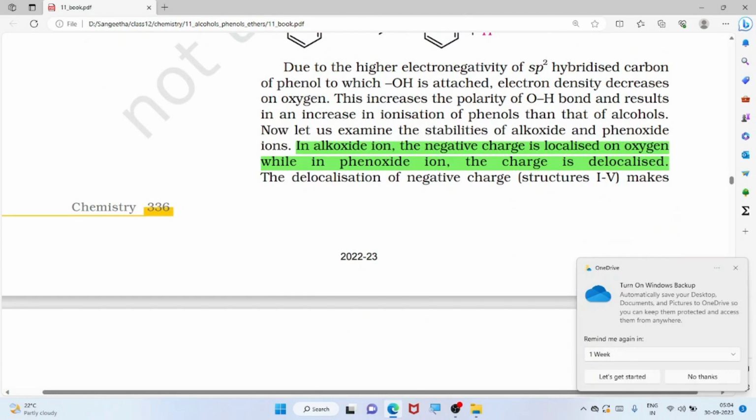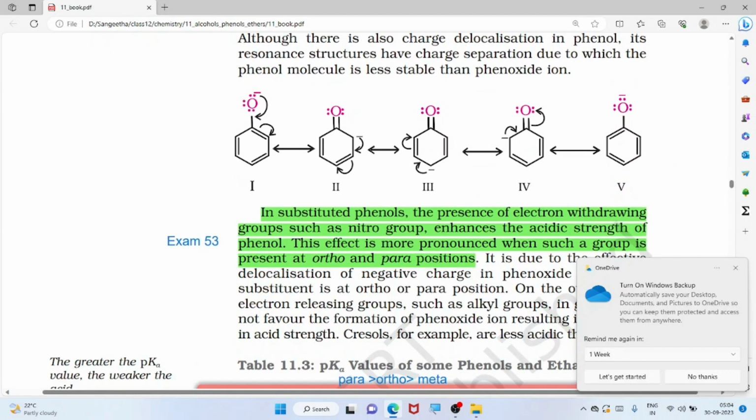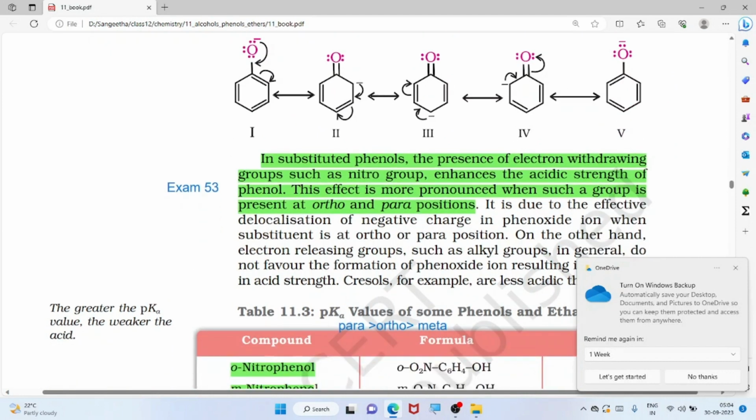We have an alkyl group and phenol. Phenol is more acidic than the alkyl alcohols because there is no resonance in the alkoxide ion, but in the phenoxide ion we have resonance. So that is why phenol is more acidic than the alkyl alcohols.